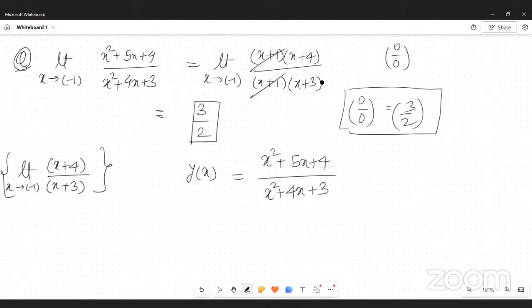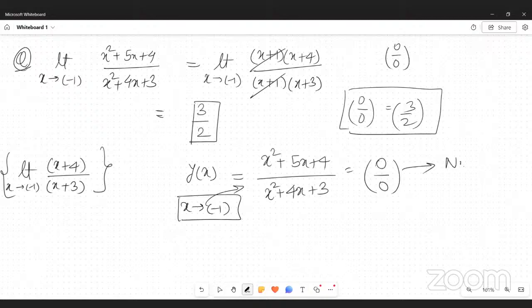Here, if you try to directly put the value x is equal to minus 1, you can see it would turn out to be 0 divided by 0. That is actually not defined. If you substitute the value of minus 1 here and minus 1 here, it will turn out to be 0 by 0. That is actually not defined.